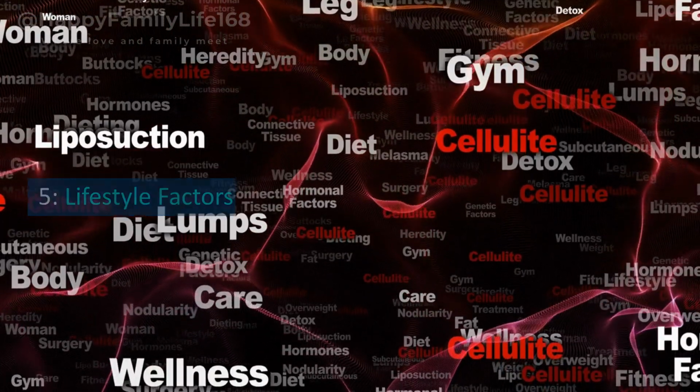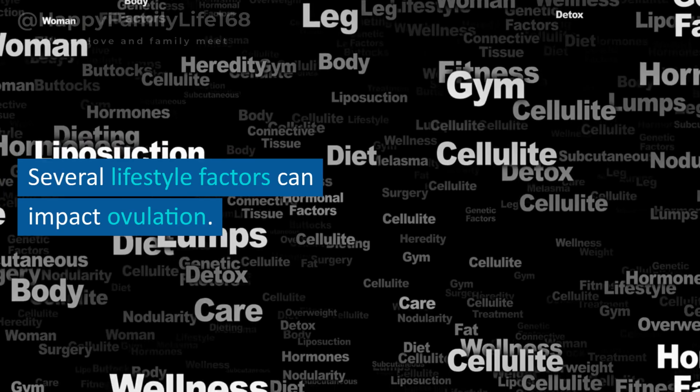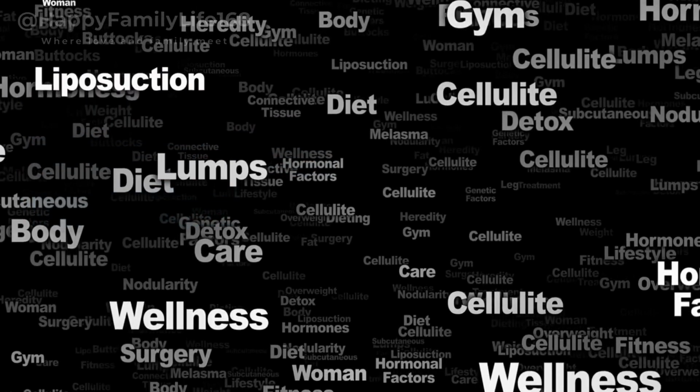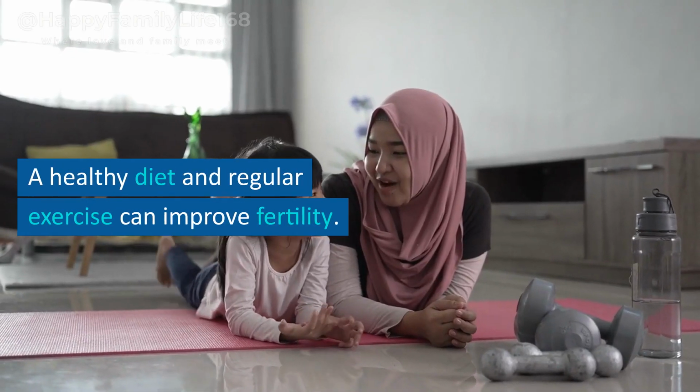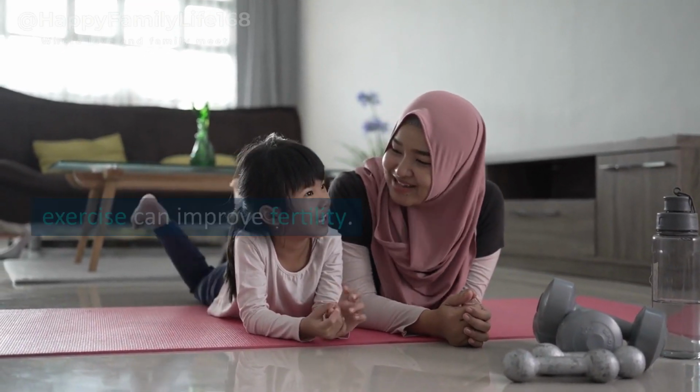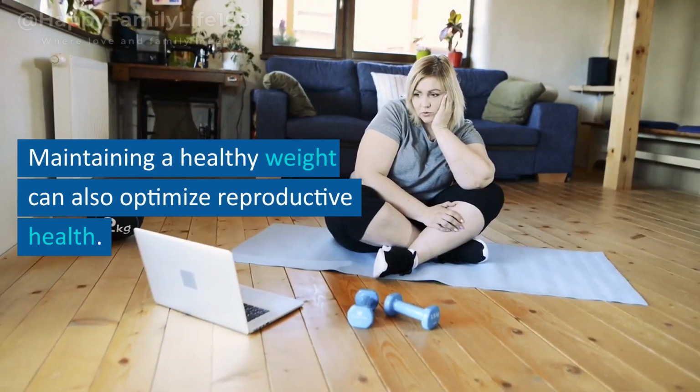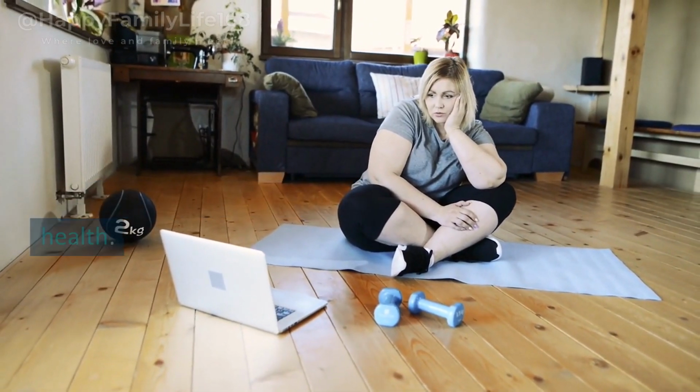5. Lifestyle factors. Several lifestyle factors can impact ovulation. Stress can disrupt the menstrual cycle and make ovulation more difficult to predict. A healthy diet and regular exercise can improve fertility. Maintaining a healthy weight can also optimize reproductive health.